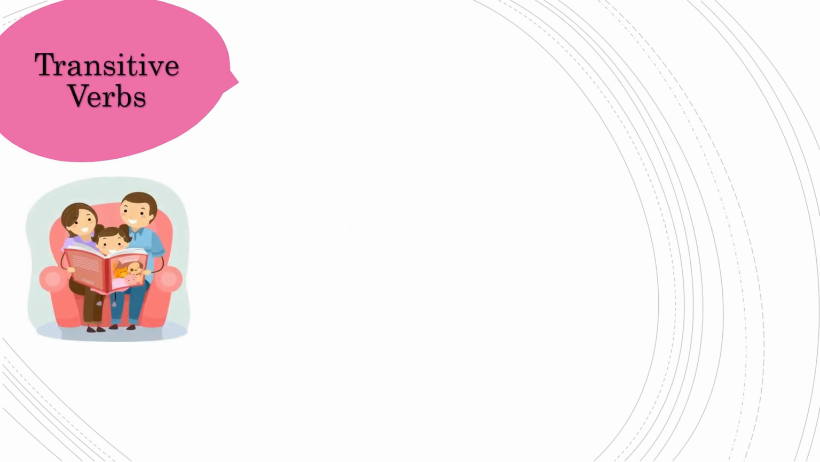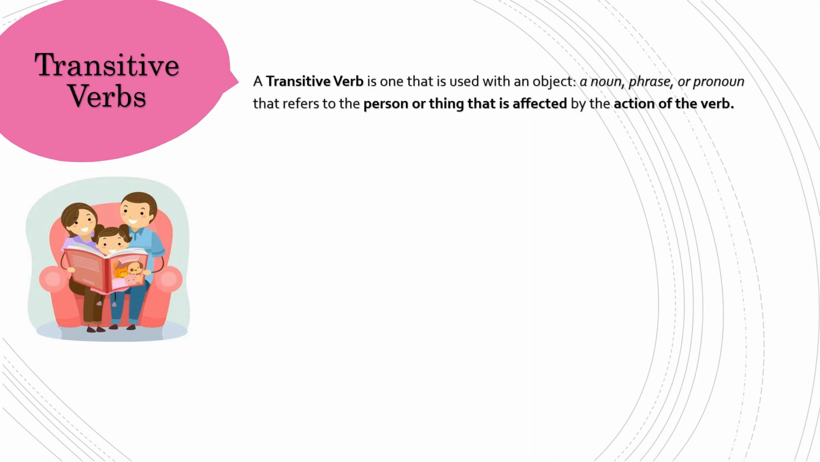Transitive verbs. A transitive verb is one that is used with an object, a noun, phrase, or pronoun, that refers to the person or thing that is affected by the action of the verb. A transitive verb only makes sense if it exerts its action on an object.